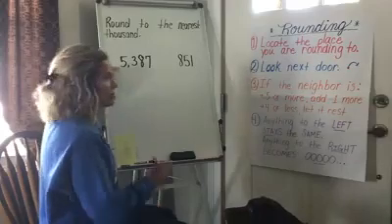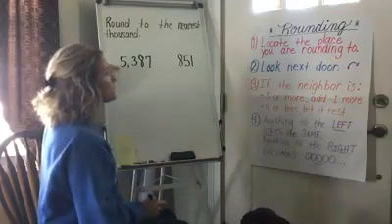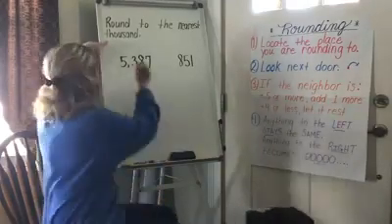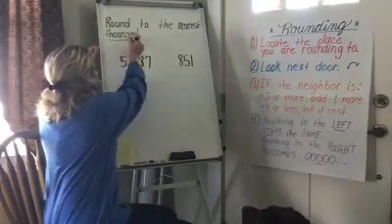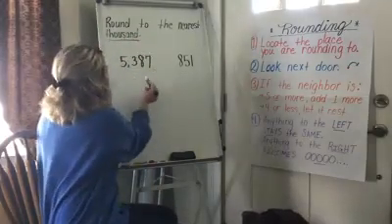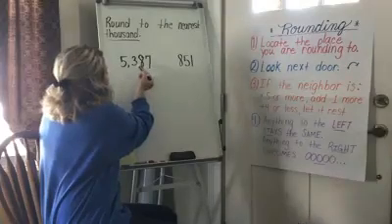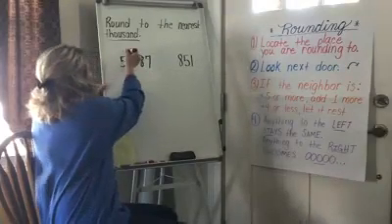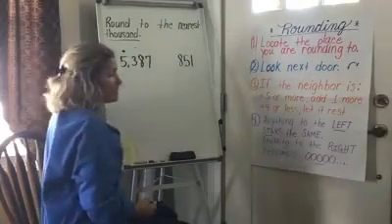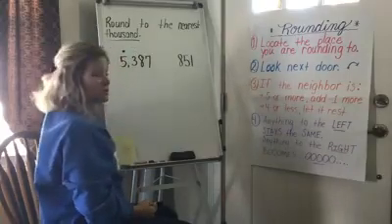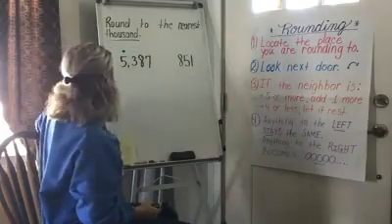We're going to round 5,387 first. Locate the place you are rounding to. Well, in the task, it told us to round to the nearest thousand. So let's find our thousands place. Ones, tens, hundreds, thousands. I always like to put a little dot above the place I'm rounding to so that I do not lose touch with that place value.